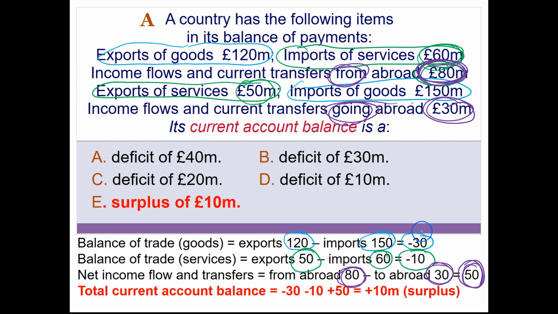And as a result, when we add up all of these numbers together, we're running a combined deficit in our trade in goods and services, but we receive more money from abroad. So maybe our residents are receiving some income from foreign countries. If you add up these numbers together, you will get a combined balance of plus 10 million. In other words, you are running a surplus of 10 million. So this is an exam type of question which you might get in your exam in week 13 based on this topic.